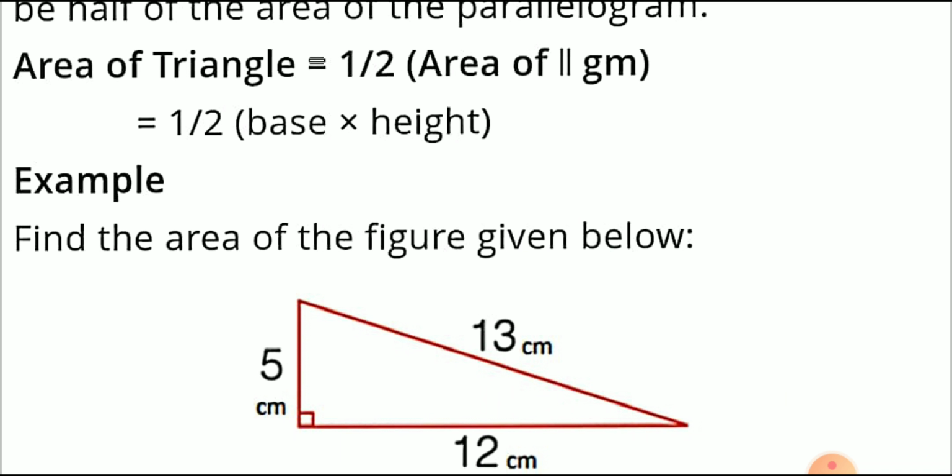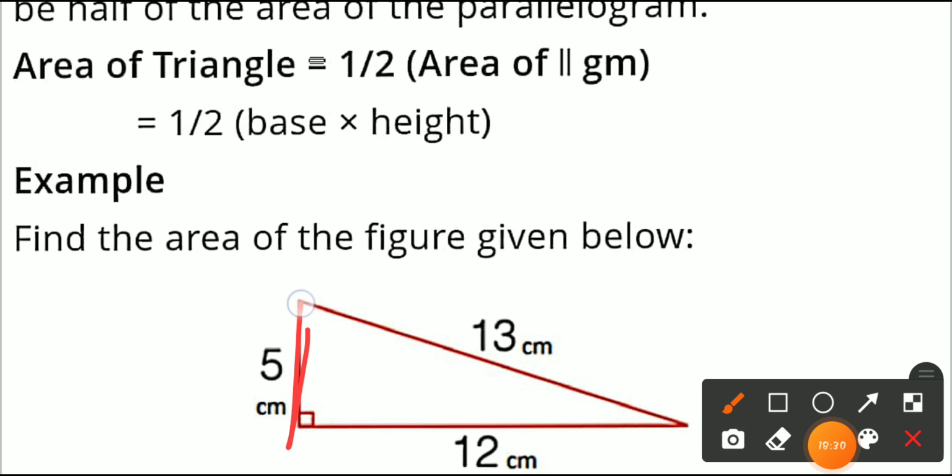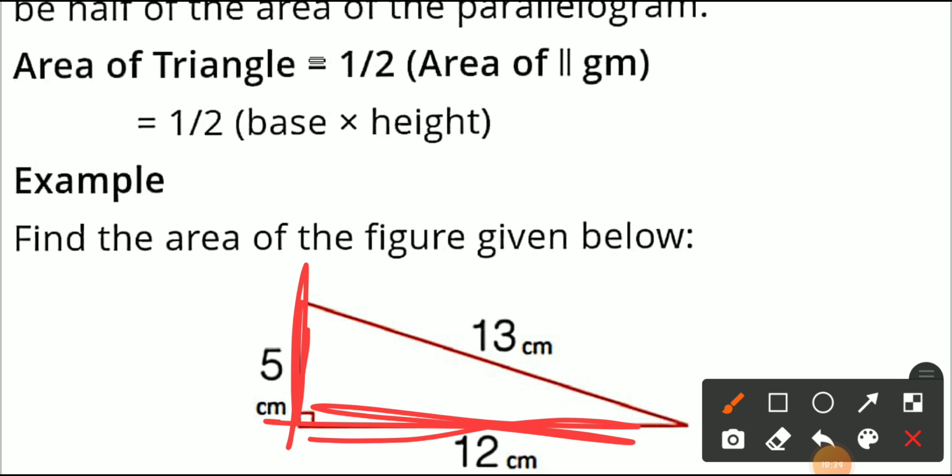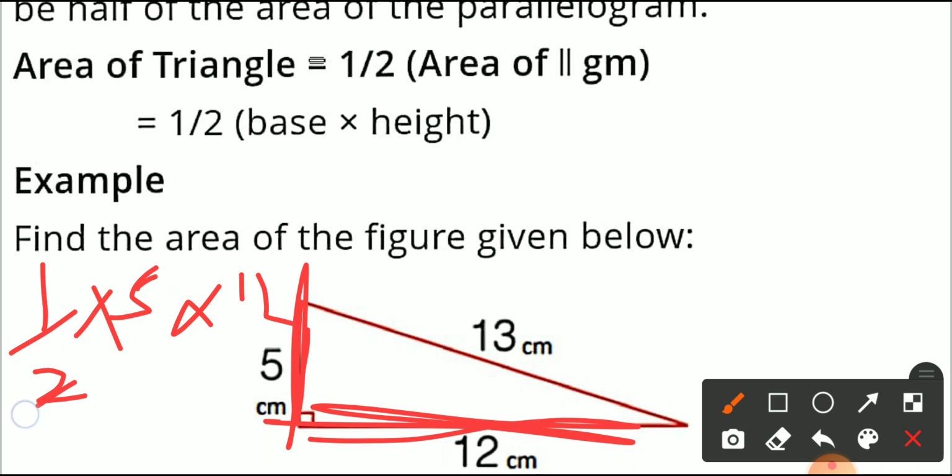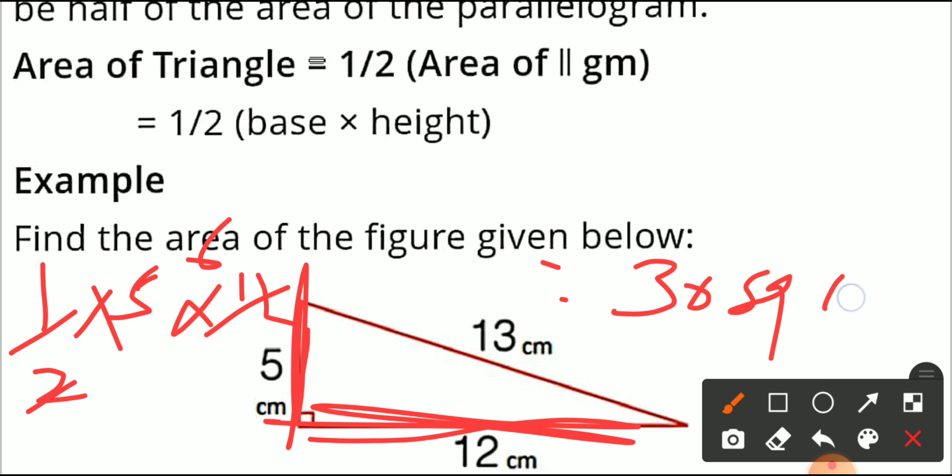So how do we calculate the area of the figure given below? Here we can see that this is the height and this one is the base. So area of triangle is equal to half multiplied by 5 into 12. 2 sixes are 12, so 5 sixes are 30 square centimeter.